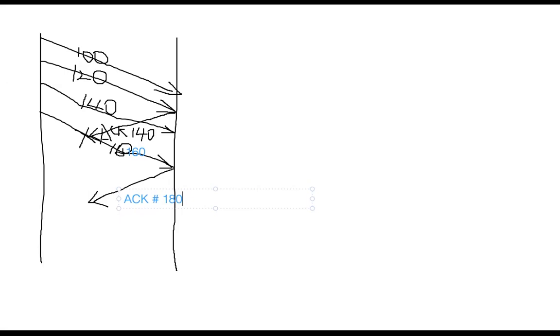Why? Because this time the host B, the receiver side, already got 100, 120, 140, 160 correctly. So the next thing it wants is 180, right? So this one is the answer.